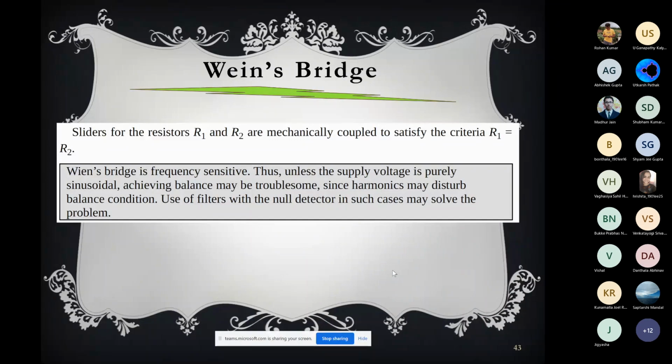And here we do that R1 equals R2. We do that criteria, so that is what it is coupled. It means that R1 will be equal to R2. So the Wien bridge is very frequency sensitive.